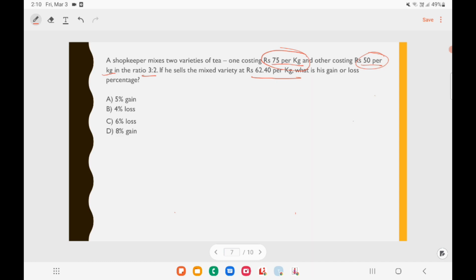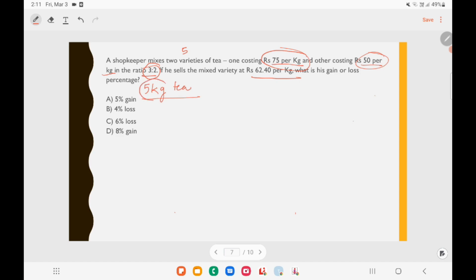In these type of questions, some students will try to take 1 kilogram of tea and find out among that 1 kilogram how much will be one type of tea and how much will be another type of tea, and then find the cost price and everything. So that is going to take a lot of time. So here the best approach will be, here the ratio is 3:2, right? And 3 plus 2 is 5. So just assume 5 kilogram of tea. Without taking 1 kilogram, assume 5 kilogram of tea.